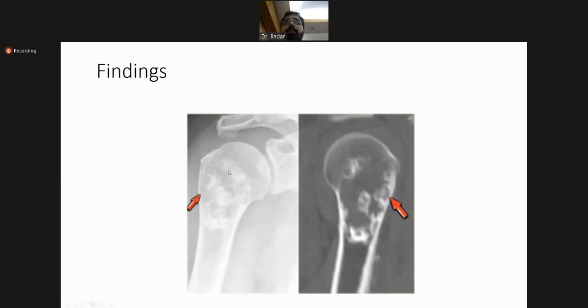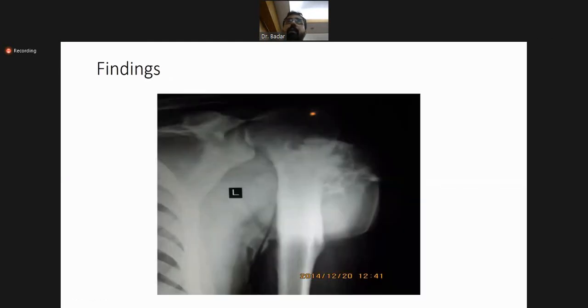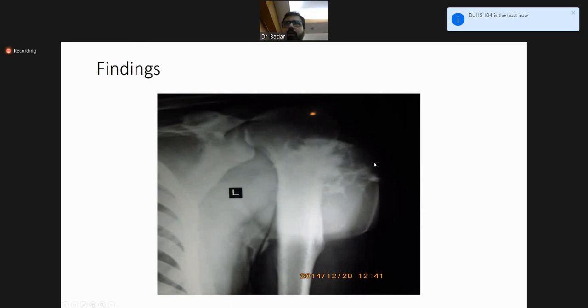While in the X-ray, if you see, there is an osteoblastic lesion involving the proximal humerus, and see these small popcorn appearance-like lesions visible in the proximal humerus. So popcorn appearance or cauliflower-like appearance are the typical findings of chondrosarcoma in a bone. This is another patient. See, there was a huge mass arising from this proximal humerus, and this also looks like a cauliflower-like appearance.